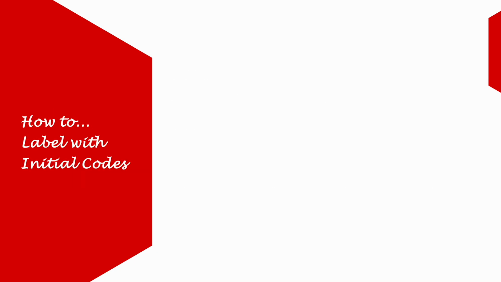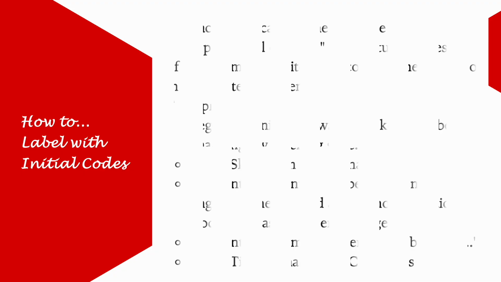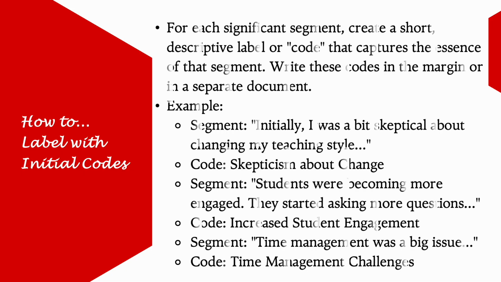How to label with initial codes? For each significant segment you have highlighted, create a short descriptive label or code that captures the essence of that segment. Write these codes in the margin or in a separate document.